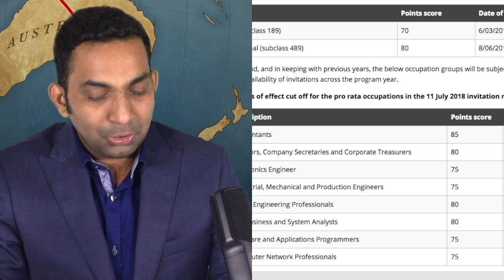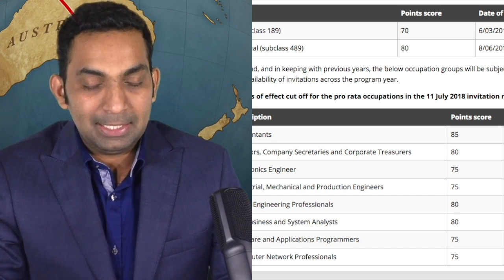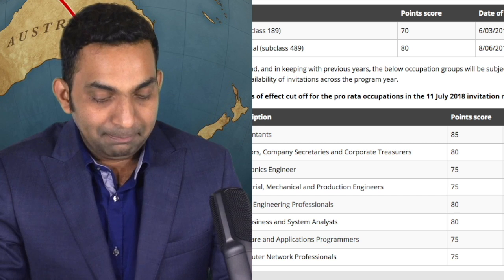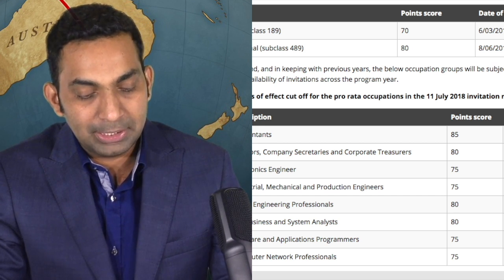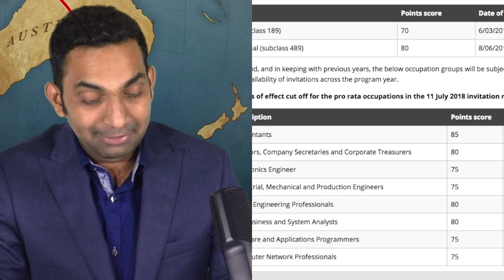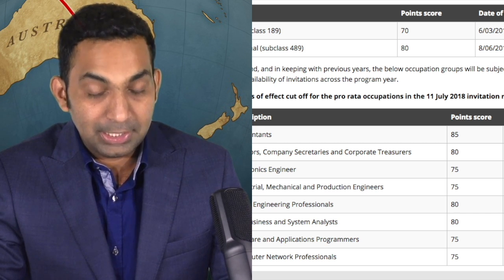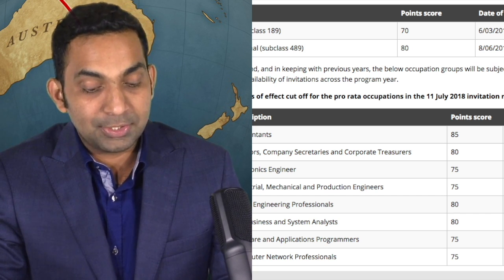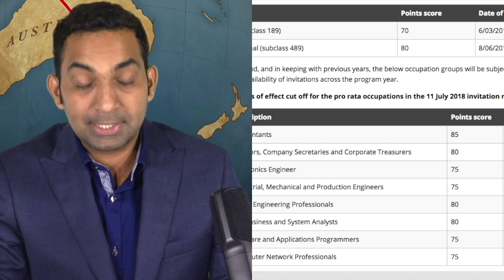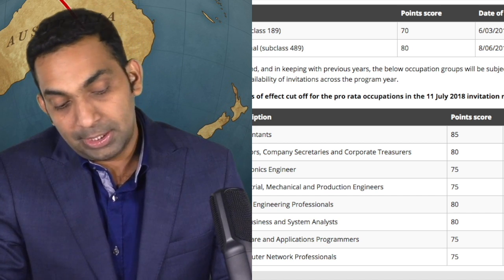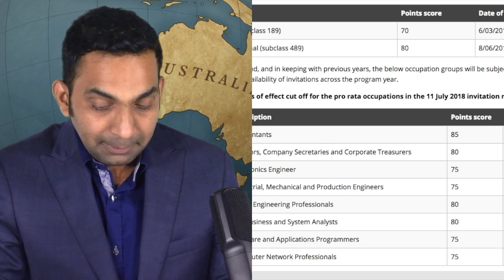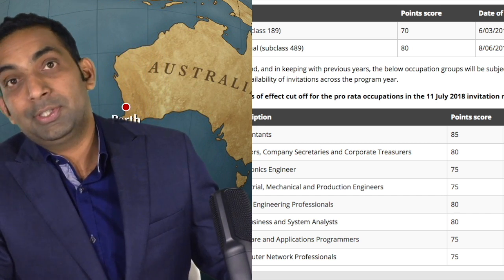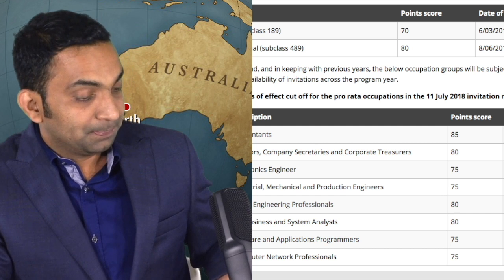And looking at IT occupations, for business and system analysts, the cutoff was 80. For software and application programmers, it was 75, and computer network professionals, it's 75. And electronics engineers, 75, industrial, mechanical, and production engineers, 75, and other engineering professionals, 80. So for engineers, it was between 75 to 80. Likewise for the IT professionals.